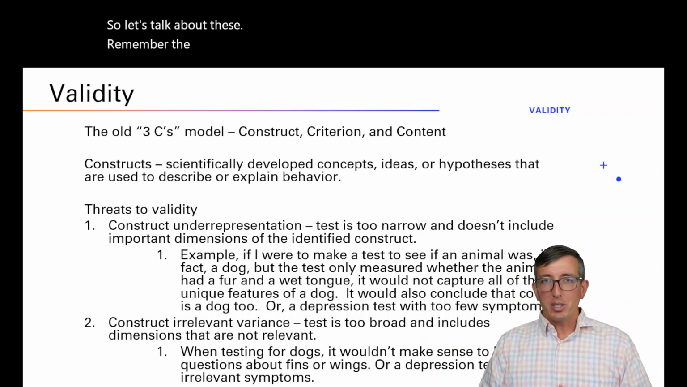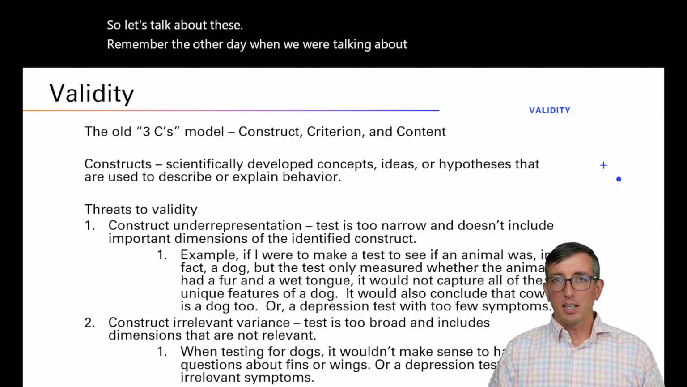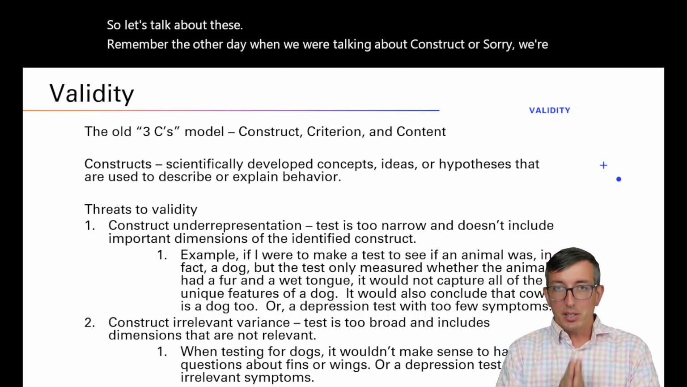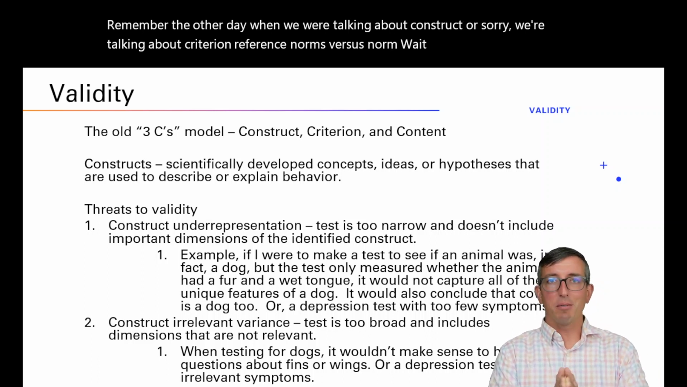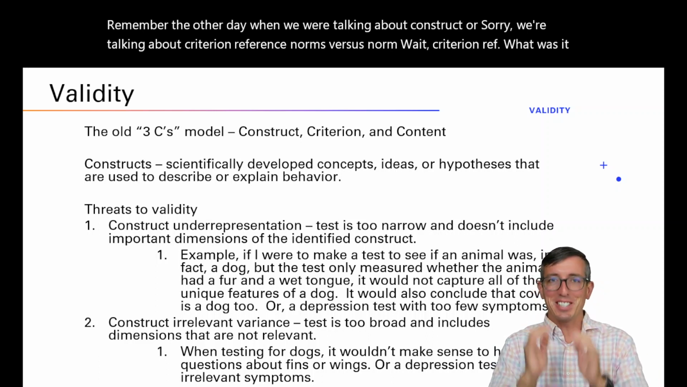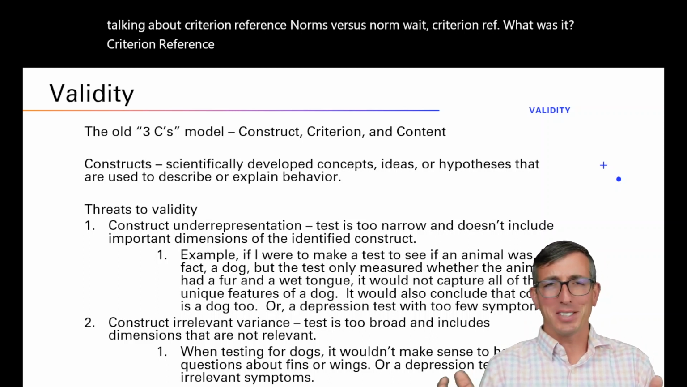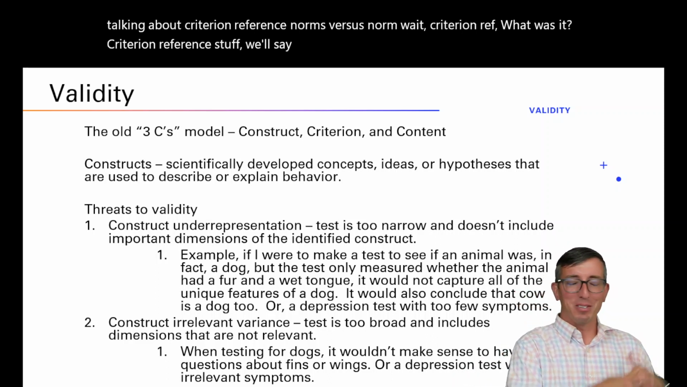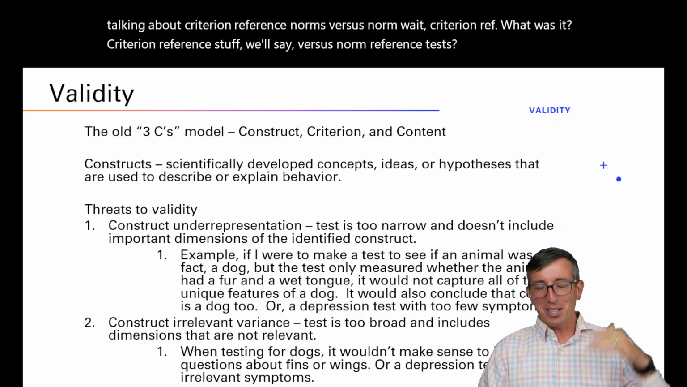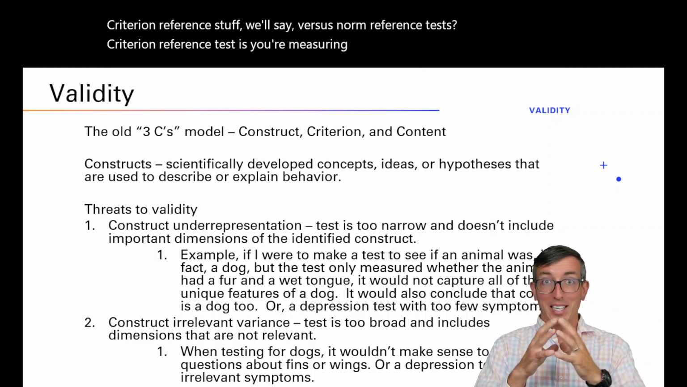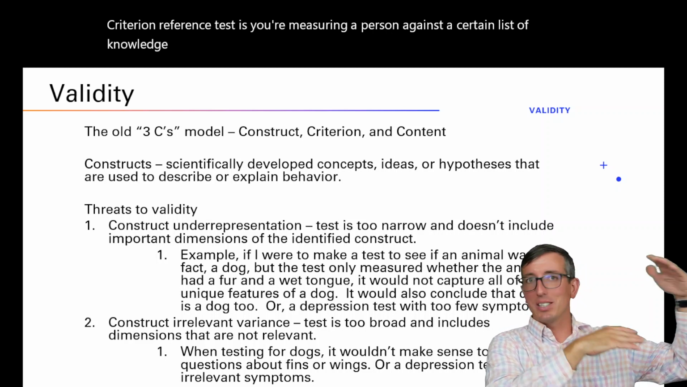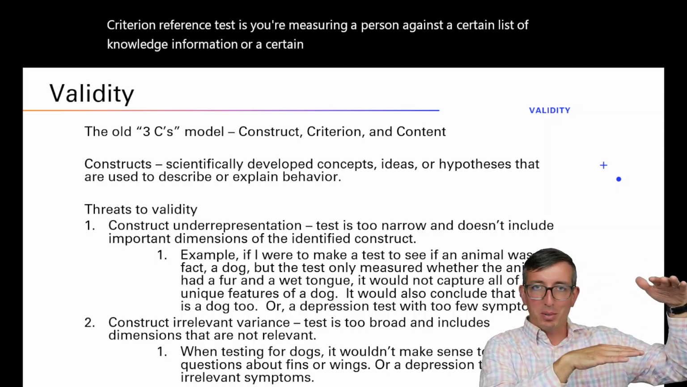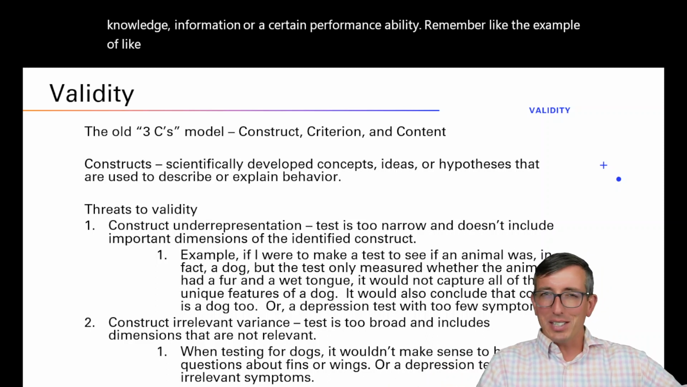Remember the other day when we were talking about criterion reference versus norm reference tests. A criterion reference test is you're measuring a person against a certain list of knowledge, information, or a certain performance ability. Remember the example of the driver's test.